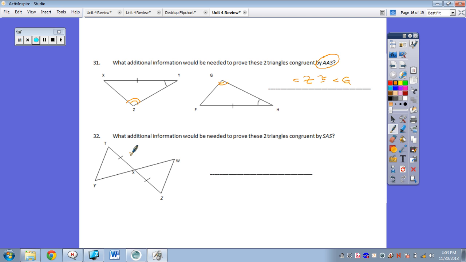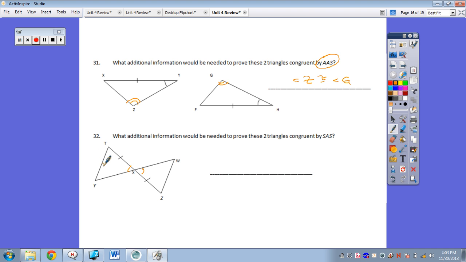Alright, and then 32, what additional information would be needed to prove these two triangles are congruent by SAS? So you need two sides and an angle. Two sides, SS, and an angle A. Well, your angle is going to come in from the fact that these are vertical angles. So now you have an angle in each and a side in each. Now you also need another side.